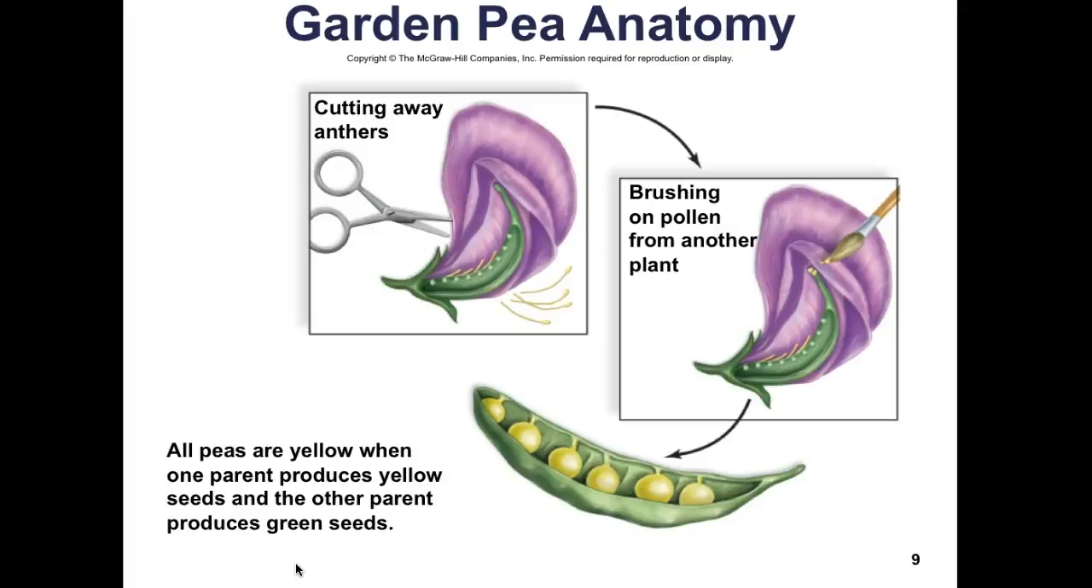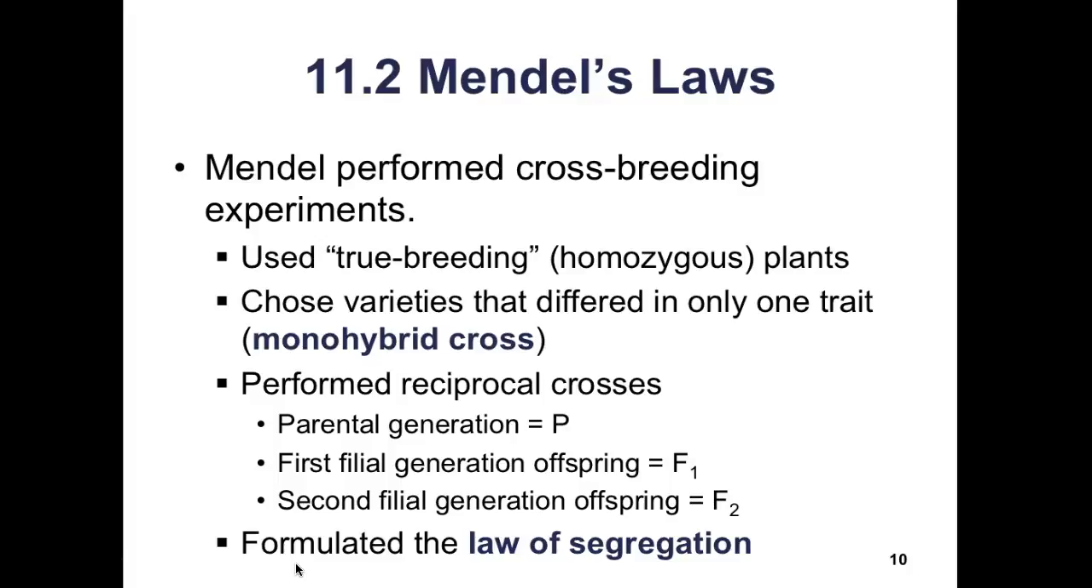So here you can see basically how Mendel did his work, studying the various traits of peas. So Mendel's laws: Mendel performed crossbreeding experiments. He used true breeding plants, and when we talk about true breeding, these are homozygous plants. He chose varieties that differed in only one trait, and because they differed only in one trait, we would call that a monohybrid cross, or a one gene cross. He performed reciprocal crosses from one generation to the next.